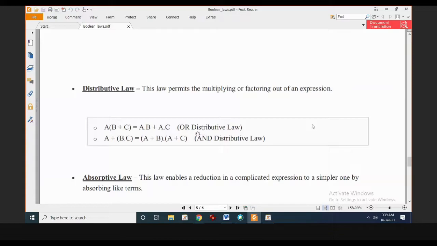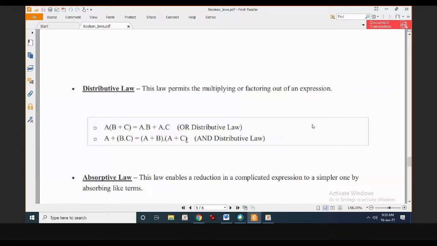So note it down. Distributive law says that A into B plus C is equal to A into B plus A into C. This is for OR logic. Now when it is AND, how does the distributive law work? A OR with AND of B and C, so it is A or B ANDed with A or C.